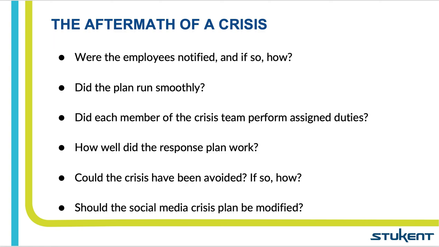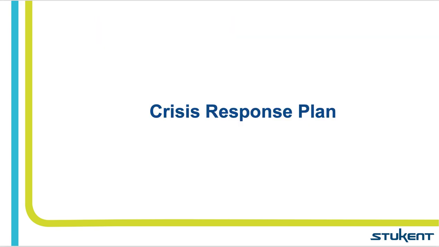All right. Were the employees notified? If so, how? Some other things you can ask here. Hey, did the plan that we put in place run smoothly? Did we have a plan? Did each member of the crisis team perform the assigned duties? Is there any way we can tweak it? How well did the response plan work? Could the crisis have been avoided? If so, how? Should the social media crisis plan be modified? It should always be a living document and always change. Okay? That's the crisis response plan in social media.